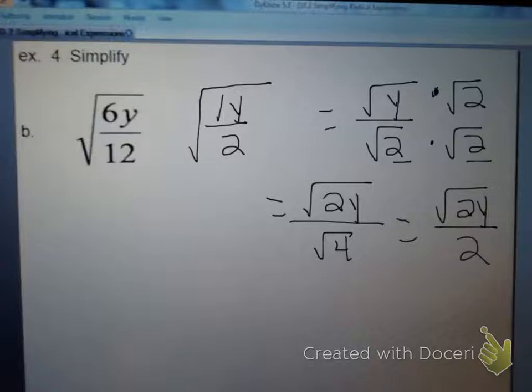We cannot simplify this square root of 2 with this 2 because that's a square root. So we are done. That is my final answer.